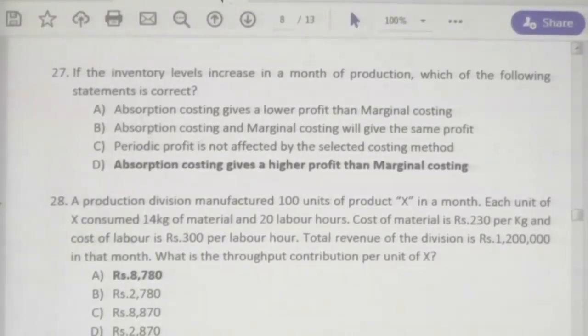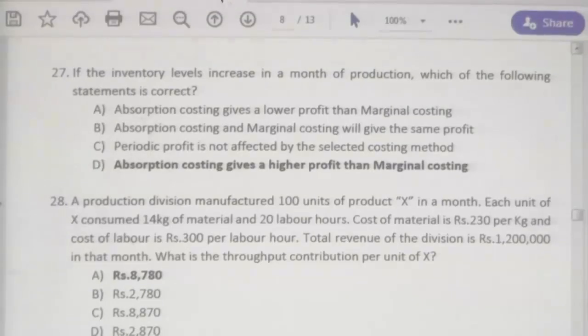B, absorption costing and marginal costing will give the same profit. No. In absorption costing, closing inventory will be measured including both marginal cost and fixed overhead. But marginal costing values the closing inventory including only the marginal cost, that is direct cost. Therefore it cannot be the same. C, periodic profit is not affected by the selected costing method. No, it will change. Therefore the answer, D, absorption costing gives a higher profit than marginal costing.